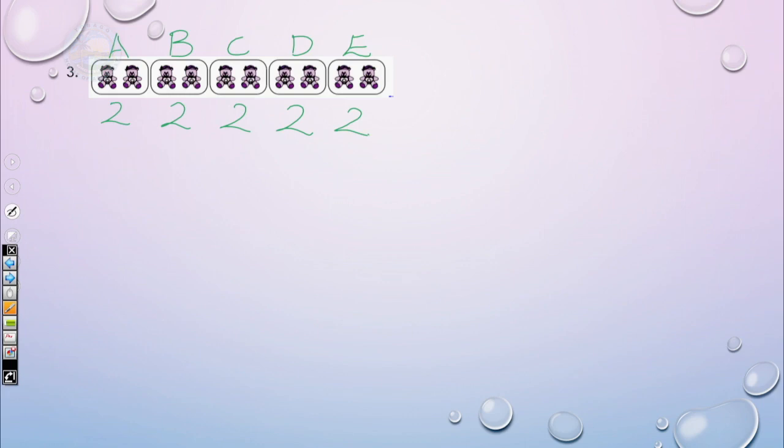Going over again, 10 objects in all, 10 teddy bears, 5 groups, A, B, C, D, E, 5 groups, 2 in each group. What is your division sentence? If you got 10, total amount, divided by 2, how many are in each group? 1, 2, 3, 4, 5 groups equal to 5. Total number of groups, you are correct.